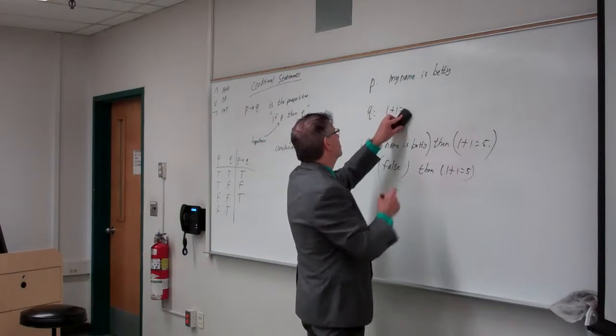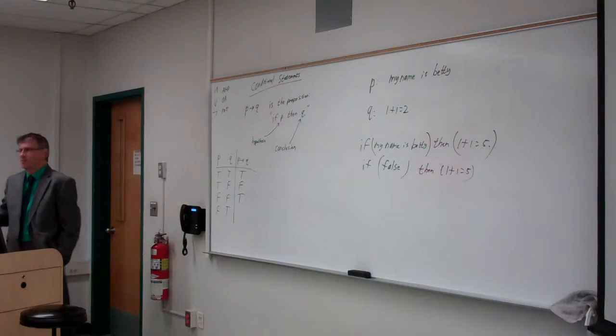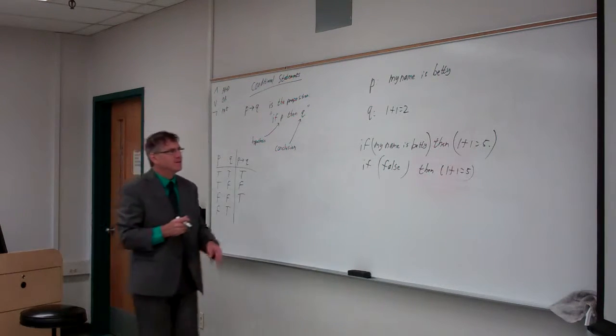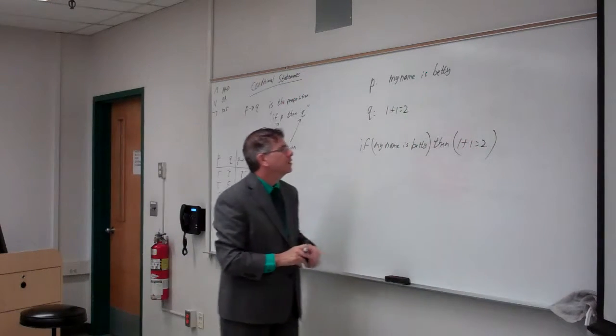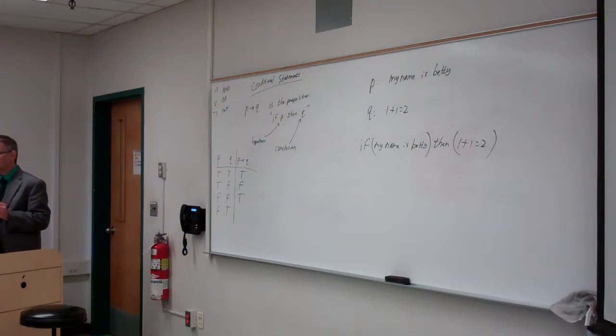Suppose Q says 1 plus 1 equals 2. If my name is Betty, then 1 plus 1 equals 2. False? We cannot say that. So let me write this here. If my name is Betty, then 1 plus 1 equals 2. Why is it false? Because your name is Betty. I'm not claiming my name is Betty. I'm claiming if my name is Betty, 1 plus 1 equals 2. It should be true, I think.